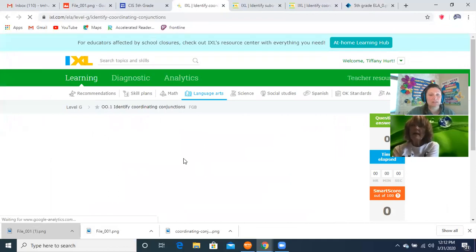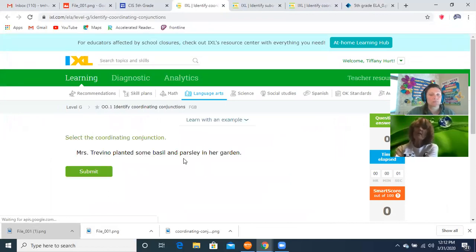So let's look at the IXL. I remember us doing this on IXL, and I remember that we copied these words down in little columns. So you might want to do that on your paper, the key words that you're going to find when you watch those videos. That'll be really fast and easy for you when you get on your IXL. Okay, perfect. So, Mrs. Trevino planted some basil and parsley in her garden. And since we're doing coordinating conjunctions, these are super easy.